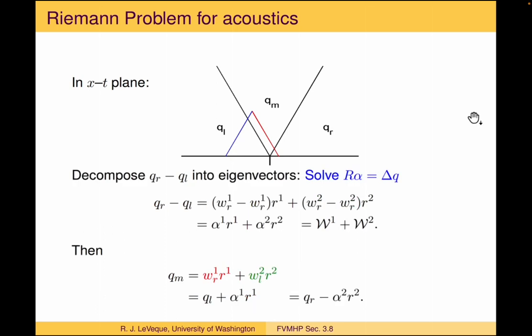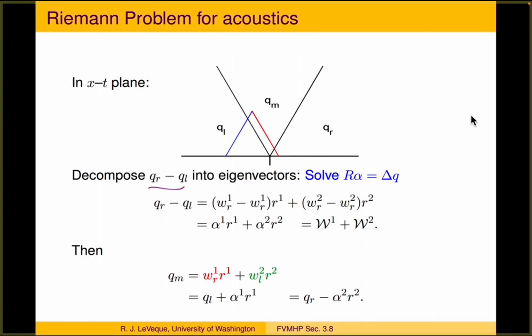Or another way we can look at it is if we take the jump in Q, QR minus QL, and decompose that into eigenvectors, which means solving a linear system. R here is our matrix of eigenvectors. For acoustics, it's minus Z1, Z1, a matrix with two eigenvectors as columns. Delta Q is the jump in Q between right state and left state, and alpha is a vector of coefficients.